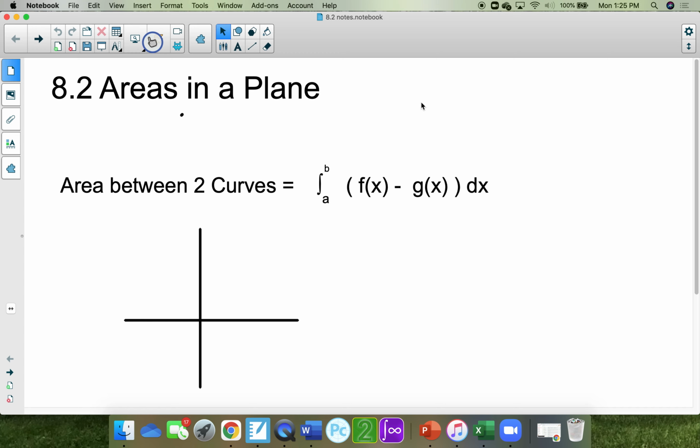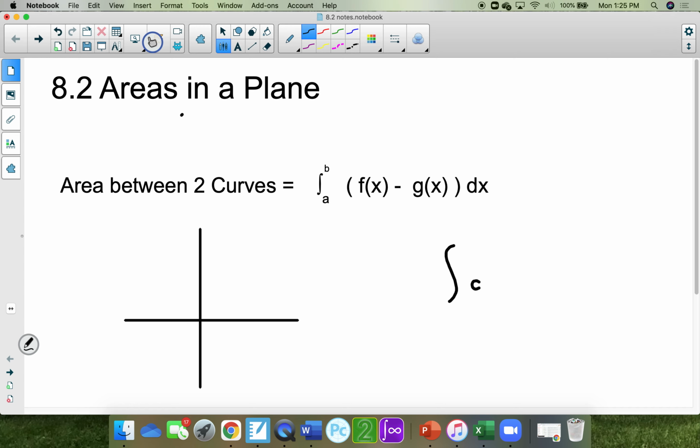Okay, 8.2 is called areas in a plane. And in 8.2, you're going to learn how to find the area between two curves. I just want to start again.